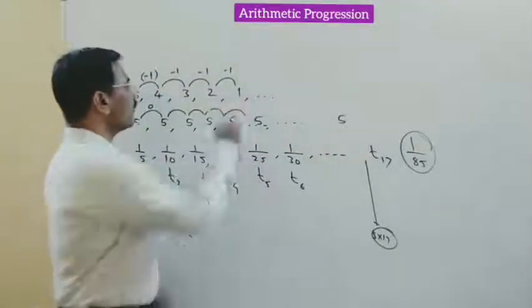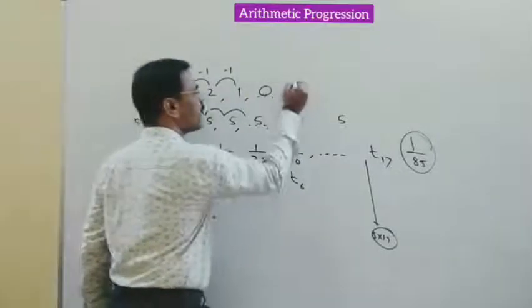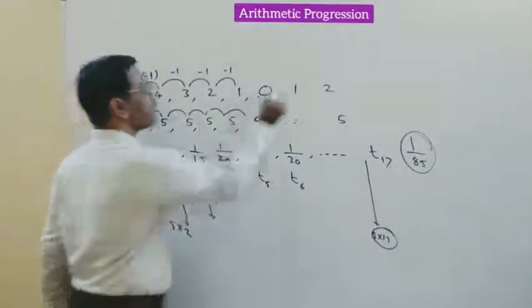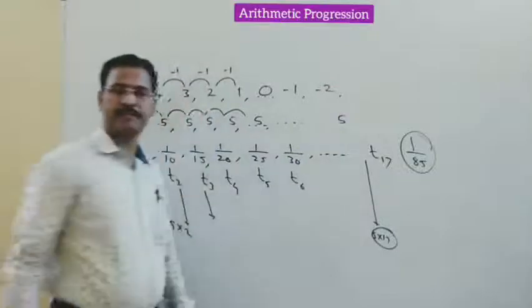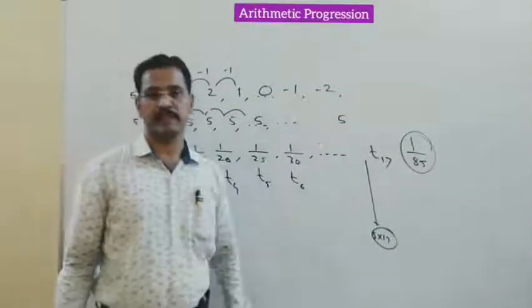And here also, we can predict. See here, 1, minus 1, here it is 0. Again minus 1, it is 1. Again minus 1, 2. Like this. See here, sorry, here it is minus 1, minus 2. Like this we can predict here. Yes, all these are the terms of sequences.